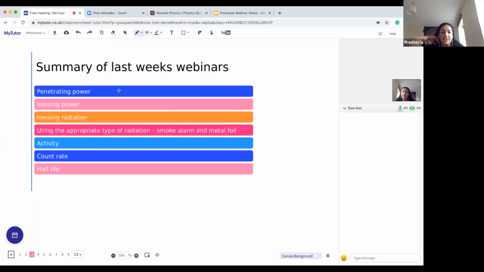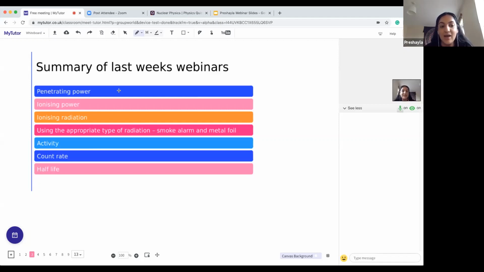Then we talked about using the appropriate type of radiation. So for a smoke alarm, we talked about how we would use alpha, and this would be the best choice because it is so ionizing and it is able to create that current. With metal foil, we used beta so that we can measure the thickness and see how much beta we get through the metal foil. Then we looked at activity, which is how many decays we have per second.